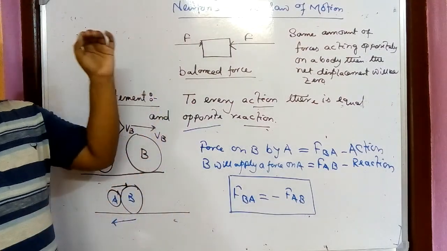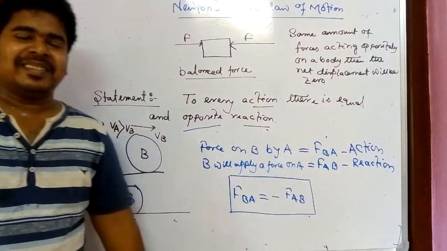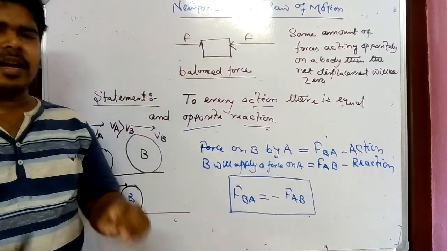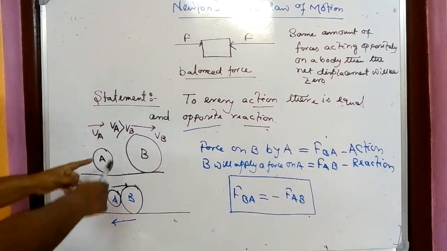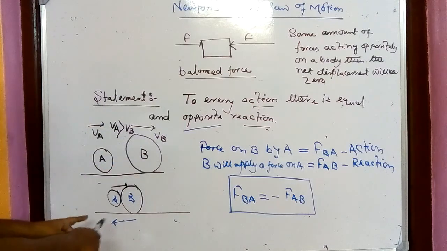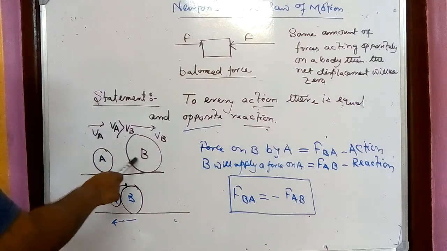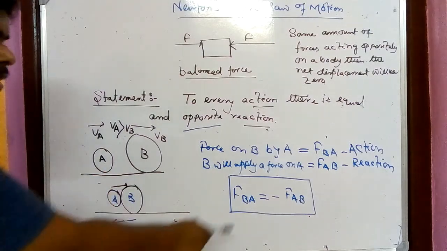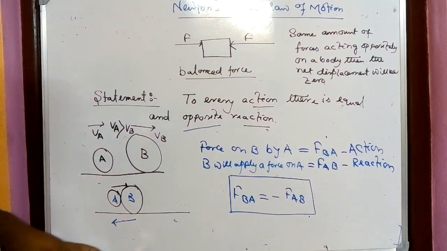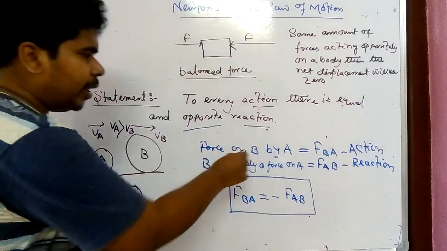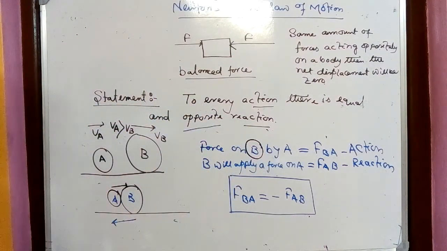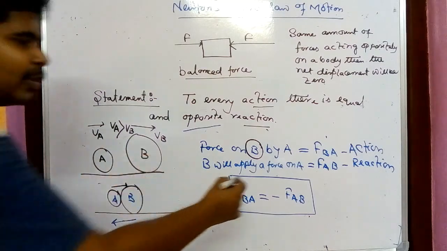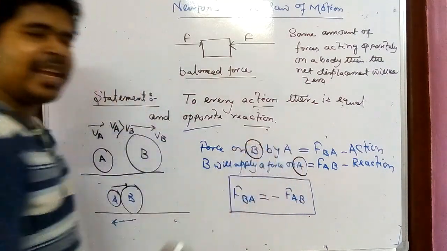Fine. Whatever I have explained here, whenever I told the same thing, I deliberately changed one thing. What is that? Whenever we are discussing this story, you see two bodies are there. One body applies a force on another body, that is FBA. FBA is applying on B, right? And FAB, the reaction force, is applying on A.